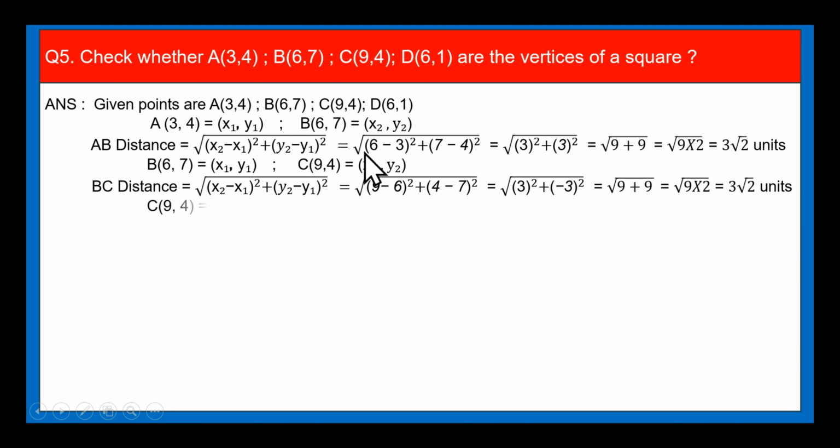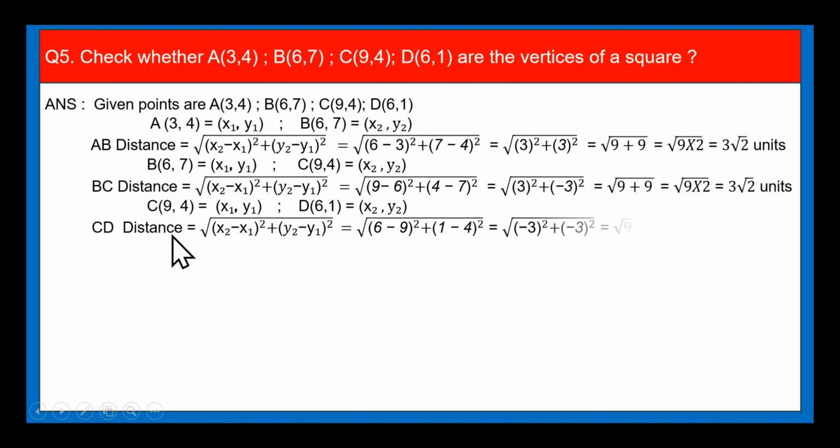And let us find the third side now. The coordinates of C (9, 4) as x1, y1, and let us consider the coordinates of D (6, 1) as x2, y2. Now the distance formula, CD distance, is equal to x2 means 6 minus x1 is 9, (6 minus 9) whole square, plus y2 minus y1 whole square, means y2 is 1 and y1 is 4, (1 minus 4) whole square. 6 minus 9 is minus 3 whole square and 1 minus 4 is minus 3 whole square. Minus 3 whole square is plus 9 and again minus 3 whole square is 9. 9 plus 9 is 18. 18 is again 3 root 2 units.